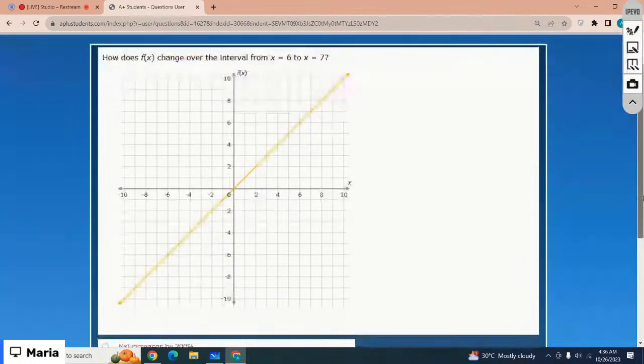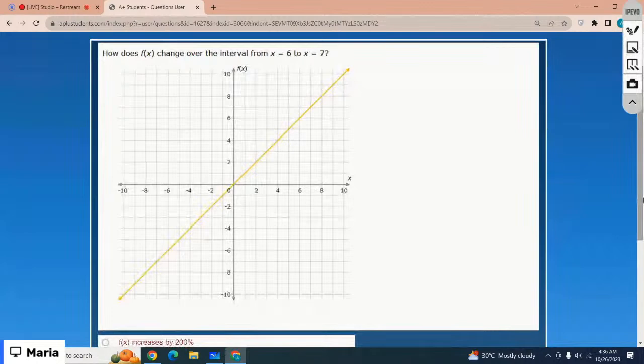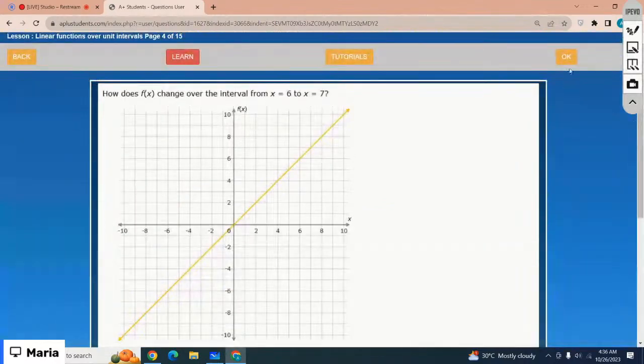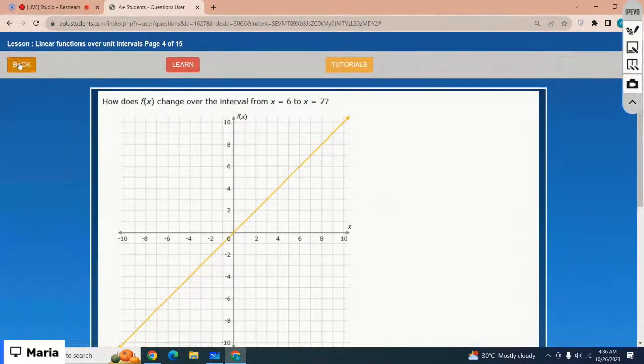Okay, how does the function change over the interval x equals 6 to x equals 7? Here is x equals 6. At x equals 6, it is 6. And at x equals 7, it is 7. The function is increasing by 1. Okay, you can complete the lesson by yourself later today.